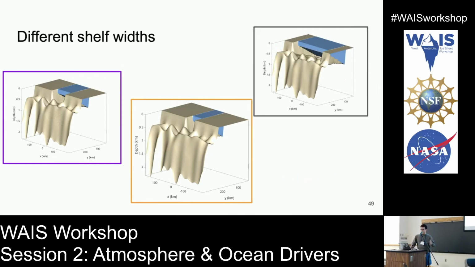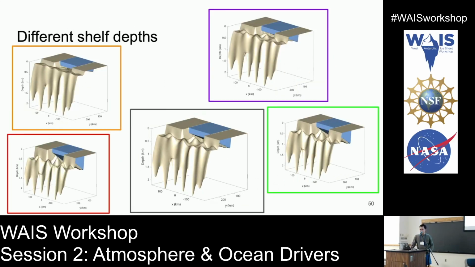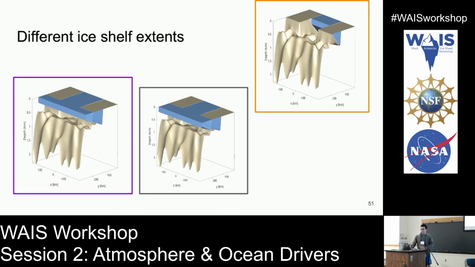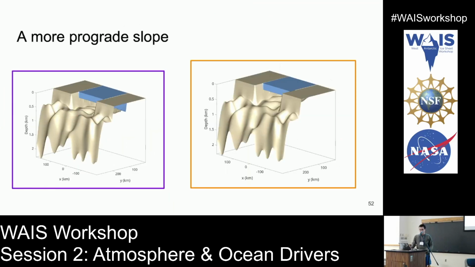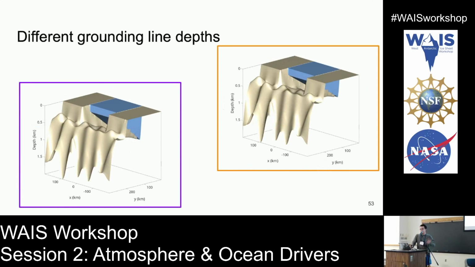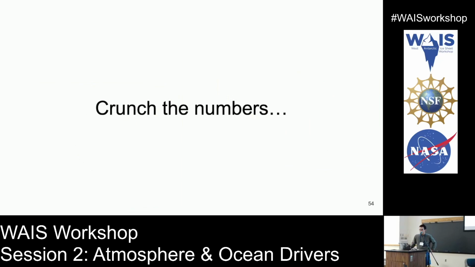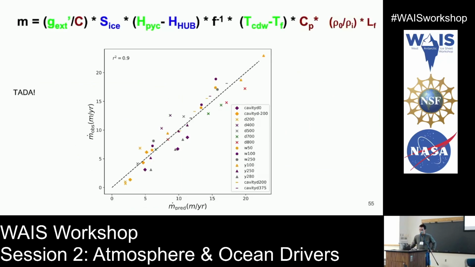So we have different shelf widths, different shelf depths, different ice shelf extents, different looking slopes, different grounding line depths, all with slightly different random perturbations on the bathymetry. If we take that and apply our parameterization, we get a pretty nice correspondence. On the x-axis is the predicted melt from our parameterization, and on the y-axis is the diagnosed melt from the model. Each point is a simulation with a different geometry and a different height of hot water. And so that is nice.